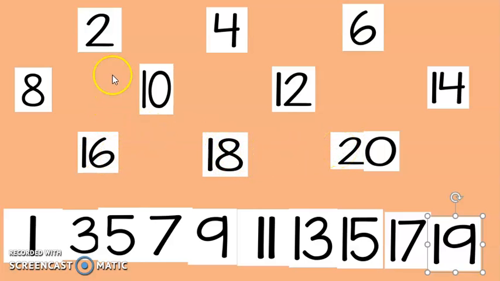Let's do it again, first graders. Count with me. 2, 4, 6, 8, 10, 12, 14, 16, 18, and 20. One more time. We got to get this down. Let's get repetitive here. One more time. 2, 4, 6, 8, 10, 12, 14, 16, 18, and 20. One more time. Here we go now. Ready? 2, 4, 6, 8, 10, 12, 14, 16, 18, 20.